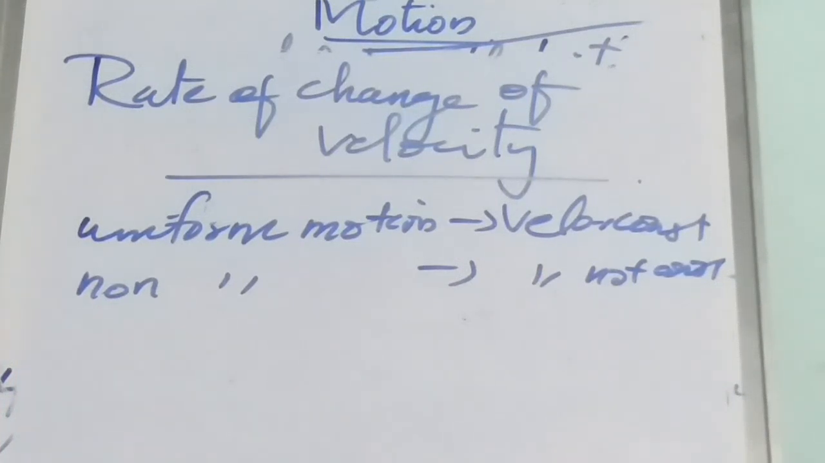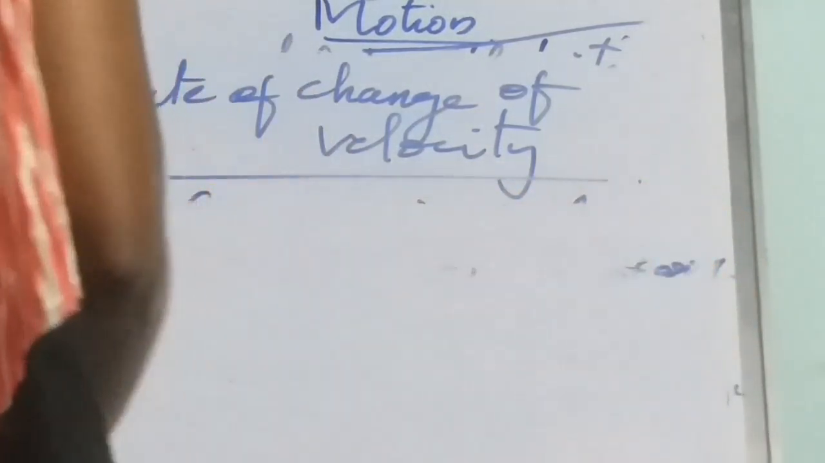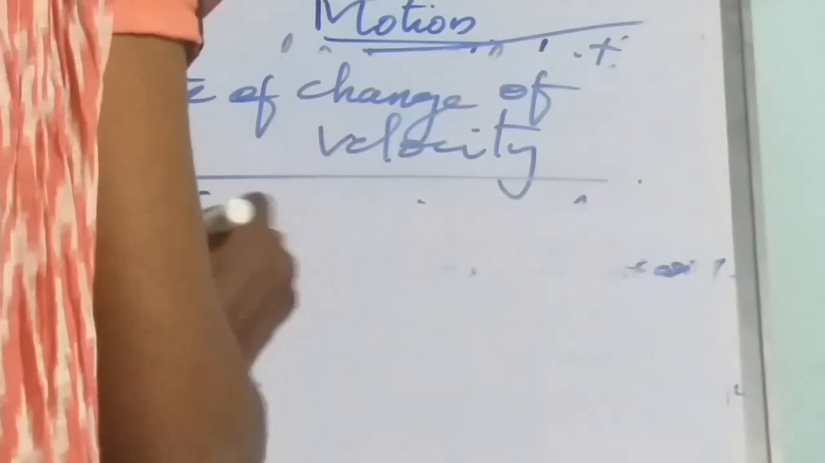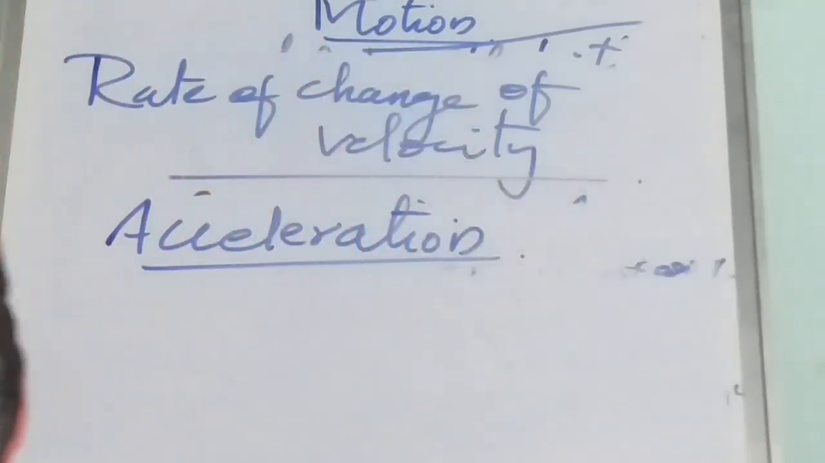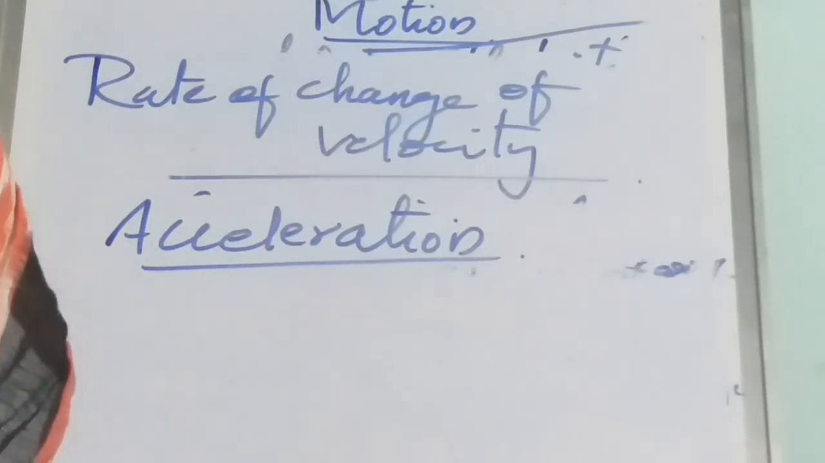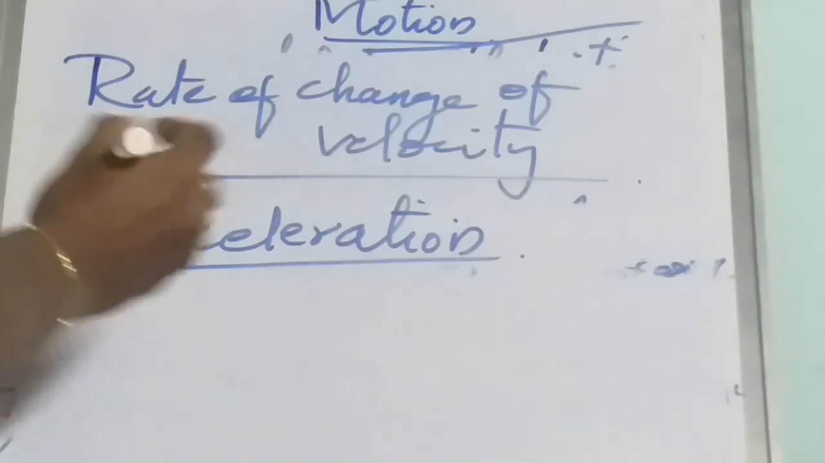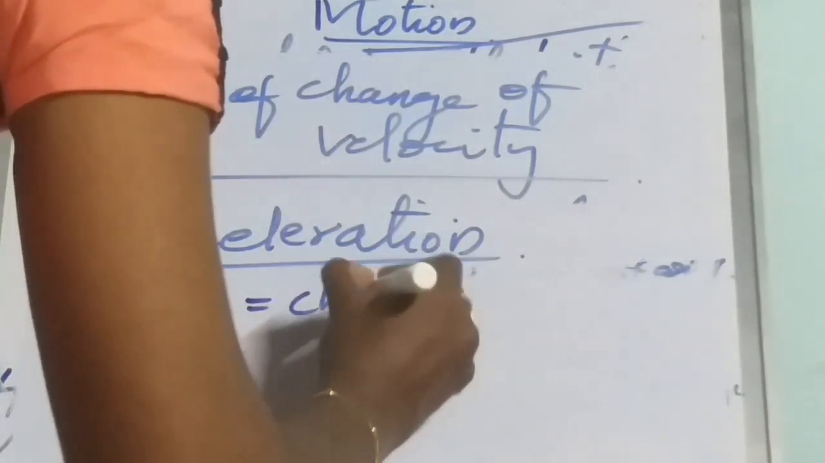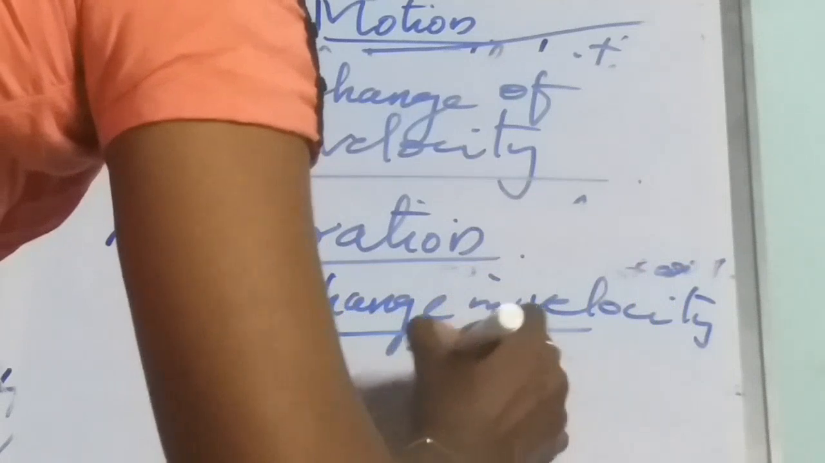Then how can we represent the change in velocity of an object? For that we use another physical quantity, which is called acceleration. It is a measure of the change in velocity of an object per unit time. So acceleration is equal to change in velocity divided by time.